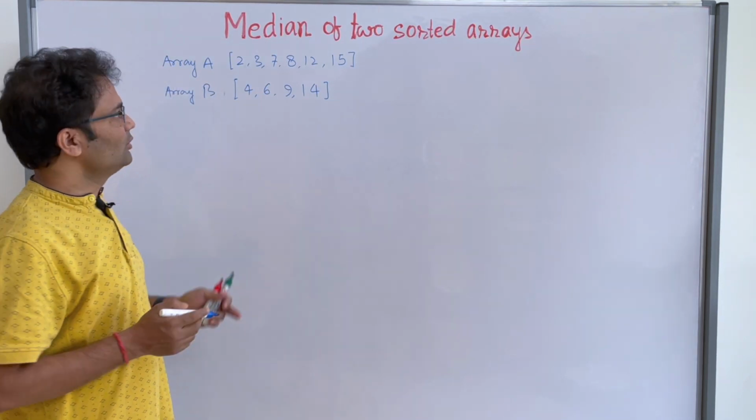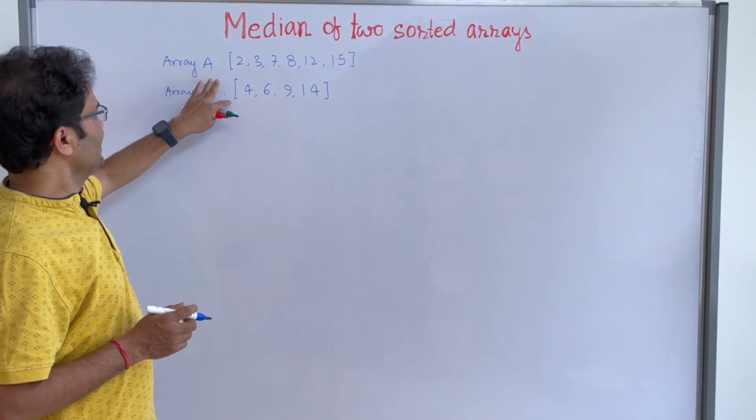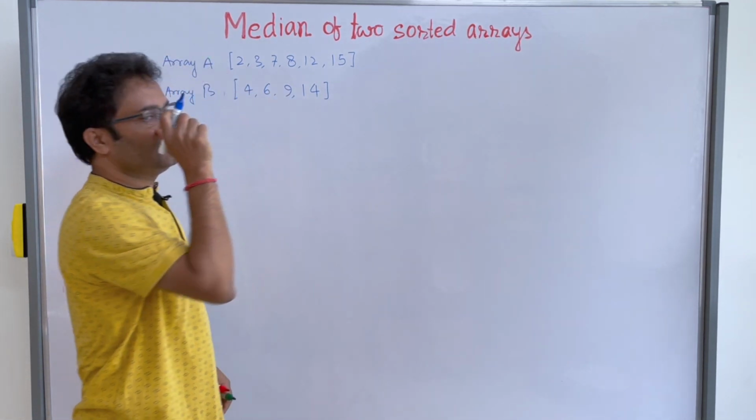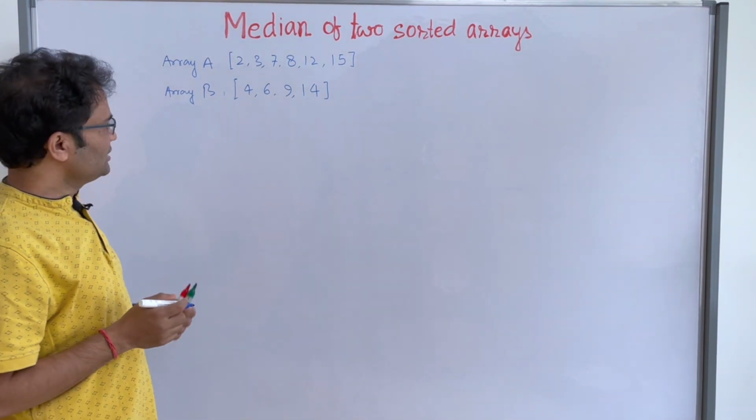In this video, we are going to solve a very interesting problem. You have been given two arrays A and B, and both arrays are sorted, and you have to find out the median after merging the two arrays. So you must be thinking it's very easy, right?